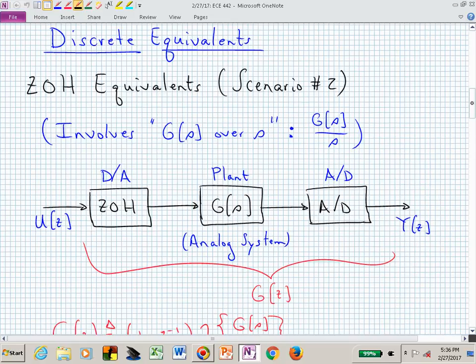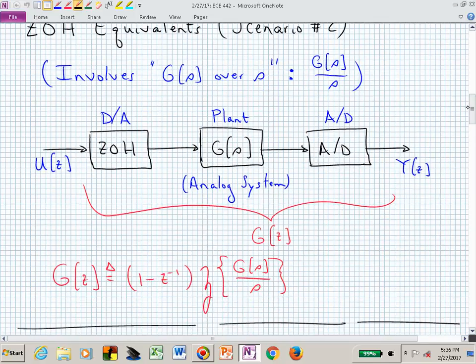And that involved, if you remember, that ended up saying, oh, you want the zero-order hold equivalent? You could just use this definition. That's 1 minus z to the minus 1 times the z transform of the plant, g of s, whatever that plant is, whether it's an integrator, a double integrator, a first order, a second order. You now simply introduce one more pole at the origin and z transform that new expression, multiply it by 1 minus z to the minus 1, and that is now your zero-order hold equivalent of that g of s. That was actually scenario number 2.